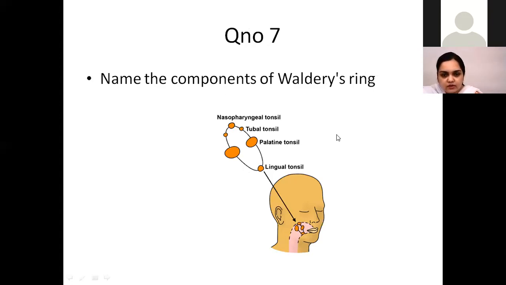We discussed the location of the lingual tonsil. The tongue is divided into 2/3 and 1/3 by the sulcus terminalis, and the lingual tonsil occupies the 1/3. Tubal, pharyngeal, lingual, and palatine tonsil. We discussed the location of the palatine tonsil as well. Between the anterior pillar and the posterior pillar there is a fossa that lodges the palatine tonsil. So the components of Waldeyer's ring are the nasopharyngeal, tubal, palatine, and lingual tonsils.